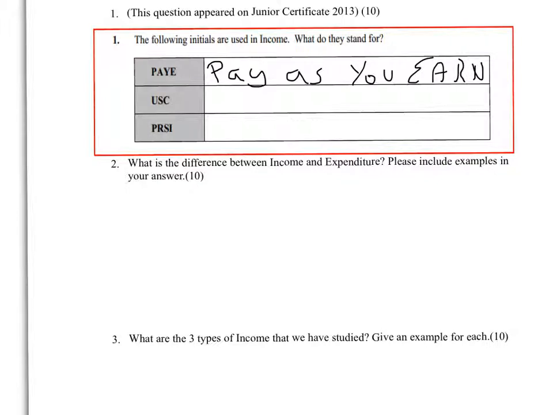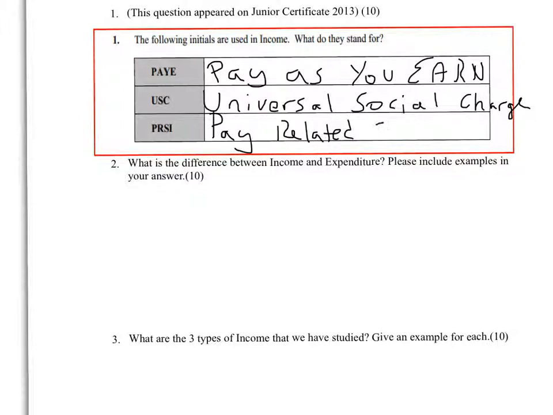And that is a form of income tax. The USC then stands for Universal Social Charge. And finally, PRSI stands for Pay Related Social Insurance.